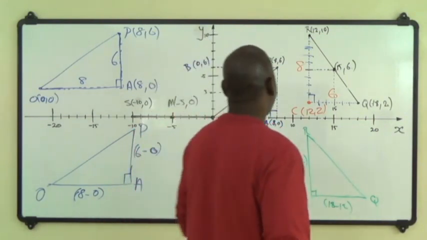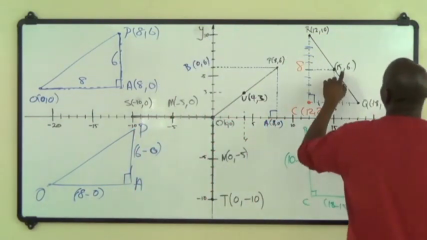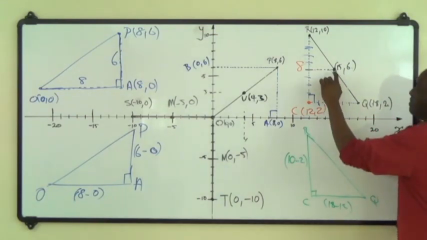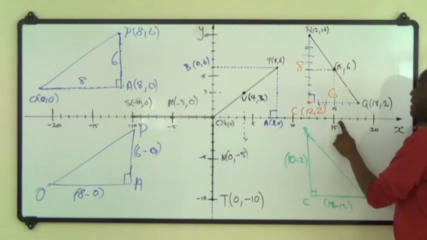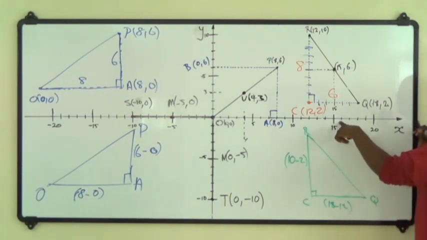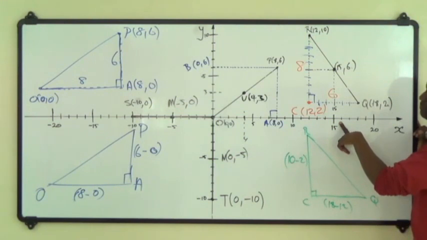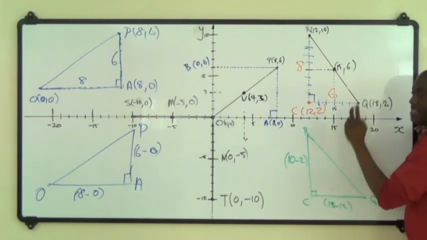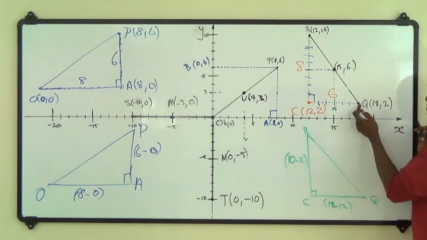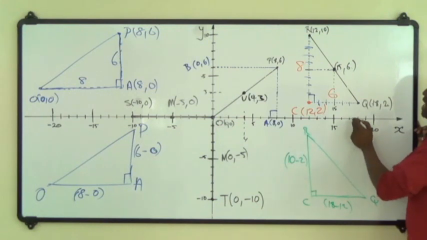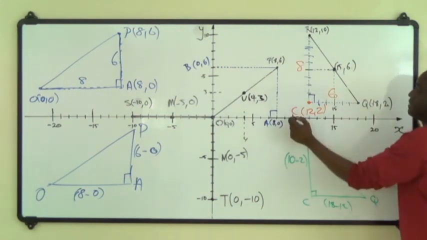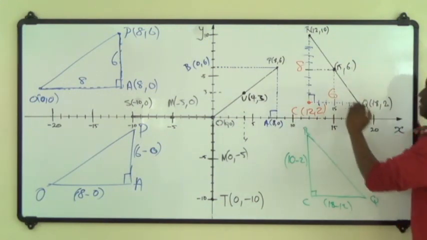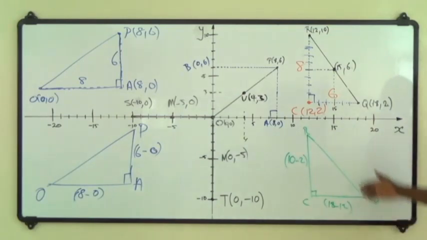Alright? So basically, the distance of the midpoint from the x-axis is equal to half of the distance. Sorry, let me say that. The distance of the midpoint from the x-axis is midway between the distance of this point from the x-axis and the distance of this point from the x-axis. The same argument could be made. Well, yeah. So let me start with the x-axis.